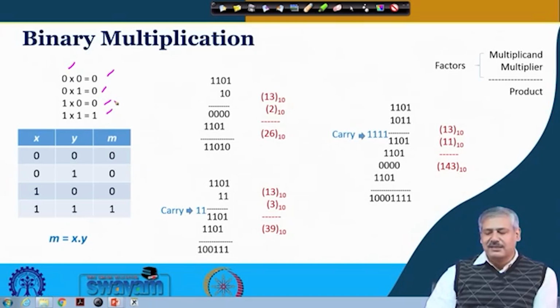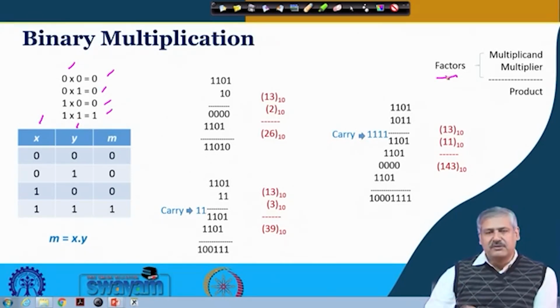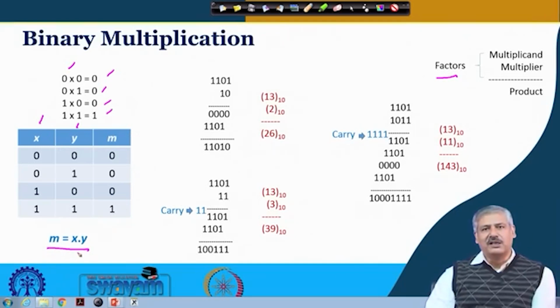So if we are looking at multiplicand x and multiplier y, both of which are called factors, and the result is the product, then if we put them in the form of a truth table, the relationship is: x and y is your m. Now this is for 1 bit, right?